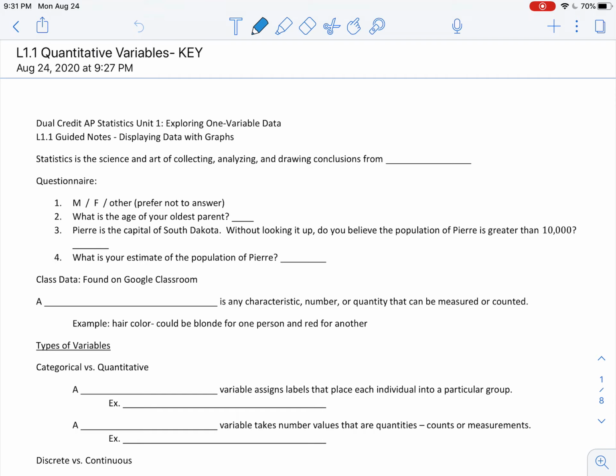So again, this is the first part of it. We're looking at displaying data with graphs today. So statistics, that is the class that you're in. It's just the science and art of studying and analyzing and collecting and drawing conclusions from data, which is what I collected from you if you took the survey that was on Google Classroom.